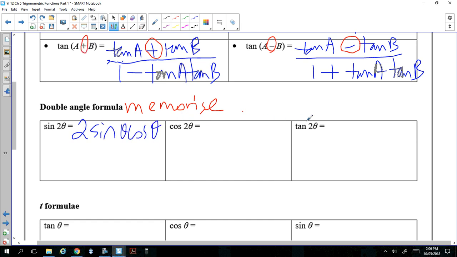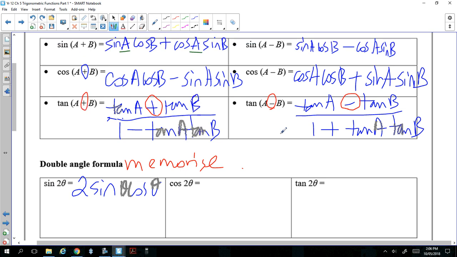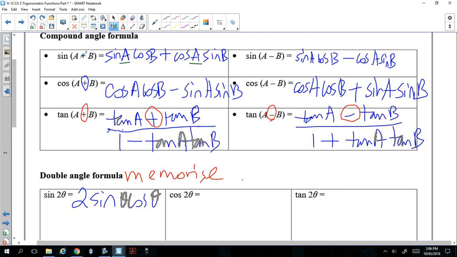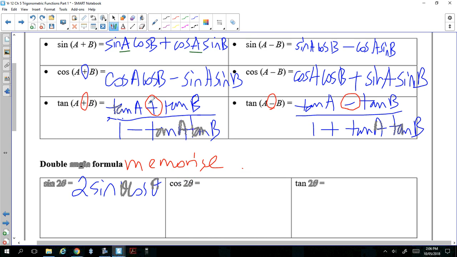So you see the double angle formula for sine is very similar to this compound angle for sine because it has a mixture of sine and cos. Now cos 2 theta looks very similar to this formula, cos A plus B, cos cos, sine sine. So you get cos square theta, when they are the same angle, minus sine square theta.